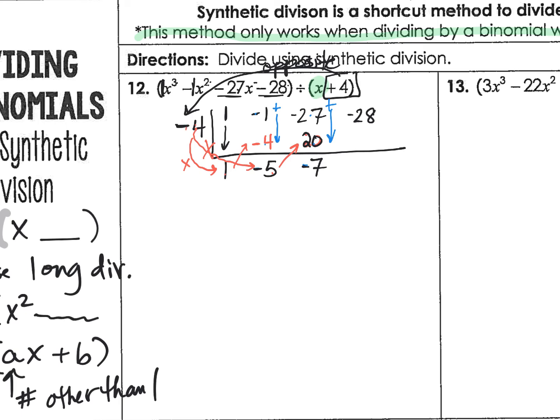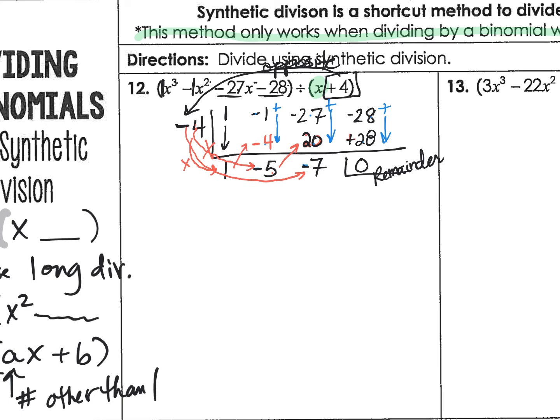Now we're going to go again. Negative 4 times negative 7 is positive 28. And then we are going to add straight down. Negative 28 plus 28 is 0. And I always box this end off, because this would be our remainder if we had one.